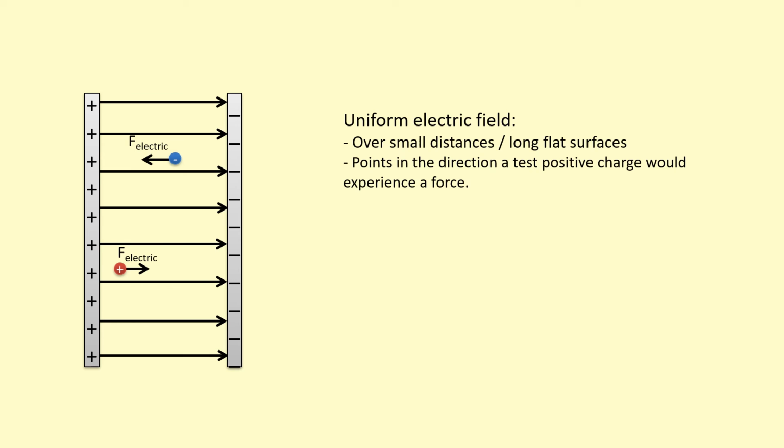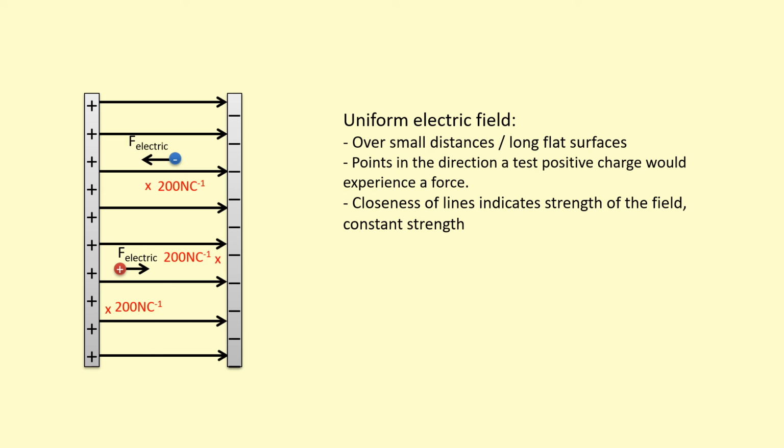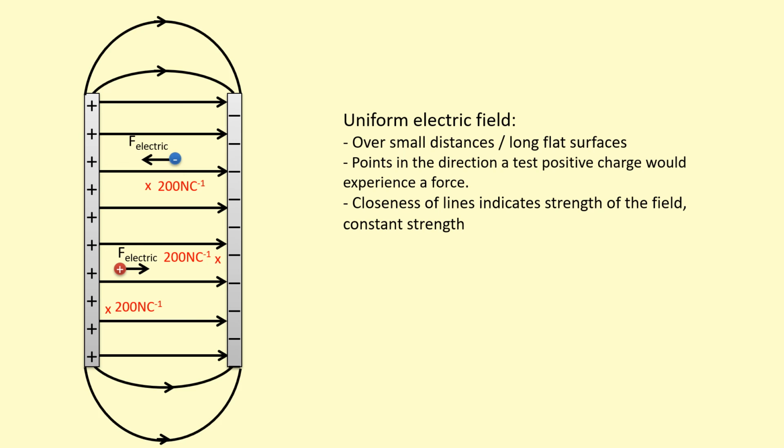It doesn't mean they'll move in this direction, because if they have some momentum, let's say upwards, then they would continue with that momentum upwards as well. That wouldn't be affected. Again, the closeness of the lines indicates the strength of the field. Here, the distance between the lines is constant, it's the same across. So that means the field strength is the same everywhere inside this uniform field. So for example, at this point, if it's 200 newtons per coulomb, then over here it's 200 newtons per coulomb, and over here it's 200 newtons per coulomb. It's the same strength across. However, at the very edges, the field starts to bend a bit like this. So in this case, towards the edges, the field strength gets a bit weaker.